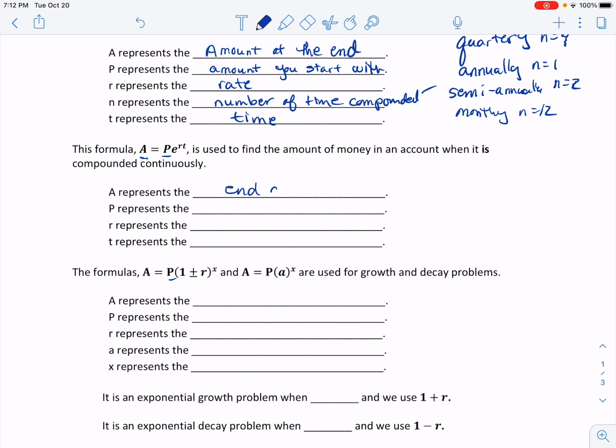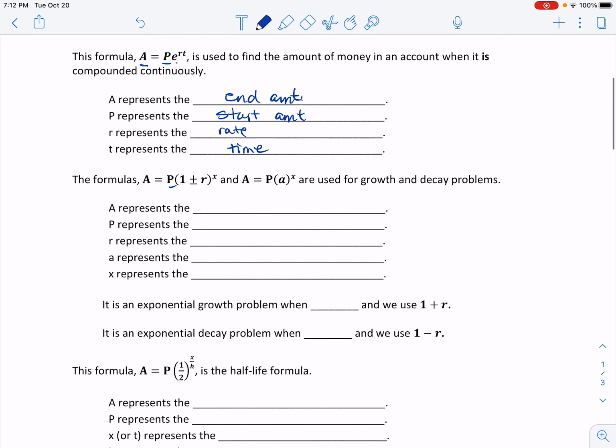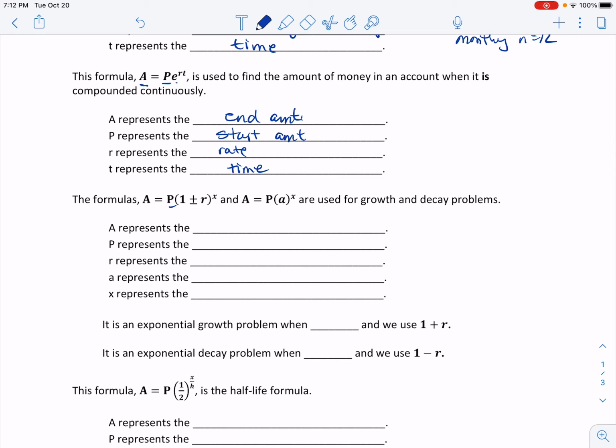Okay, same thing. End amount. Start amount. E is E, it's a constant. R is rate. T is time. Make sure your rate and time have the same units. Okay? Same thing. Amount at end. Amount at beginning.